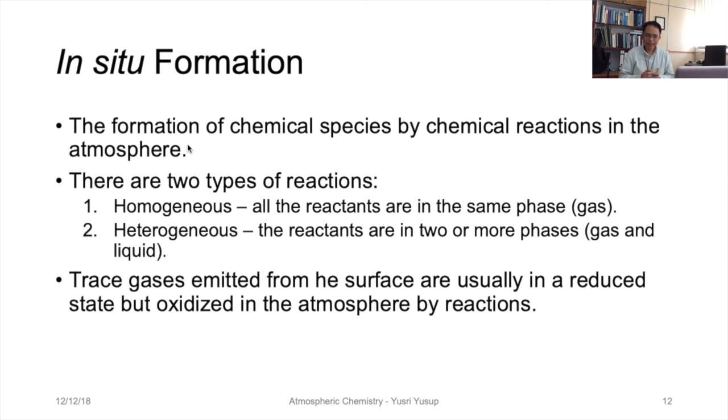Now, trace gases emitted from the surface are usually in a reduced state, meaning at a low oxidation state. But when they get into the atmosphere, they are oxidized, or go to a higher oxidation state, by these reactions.